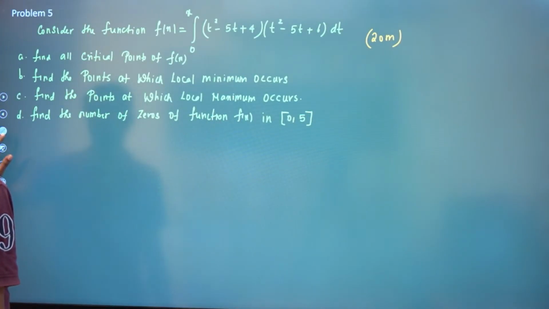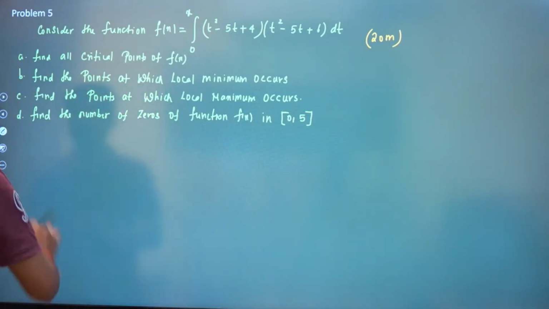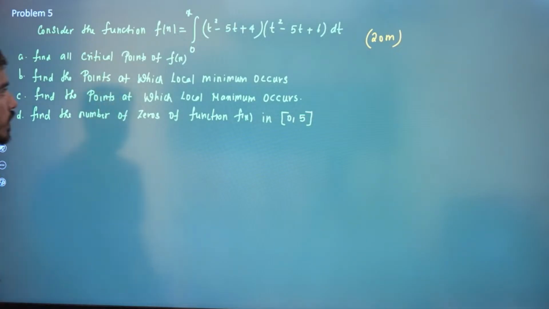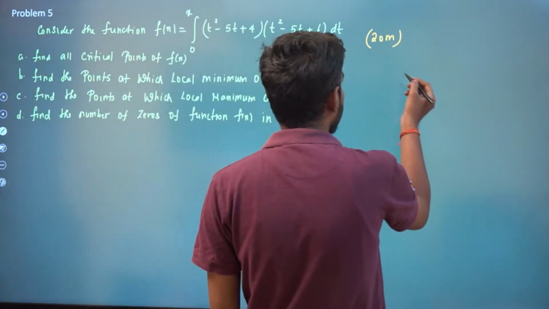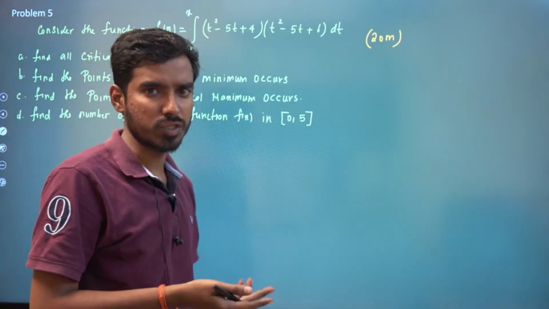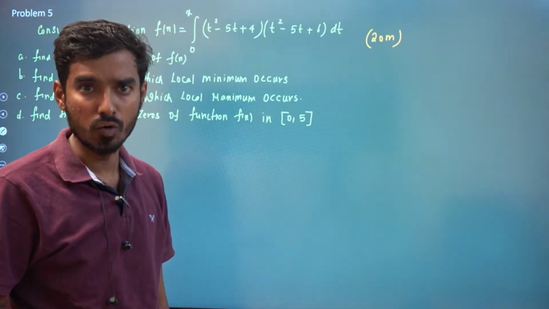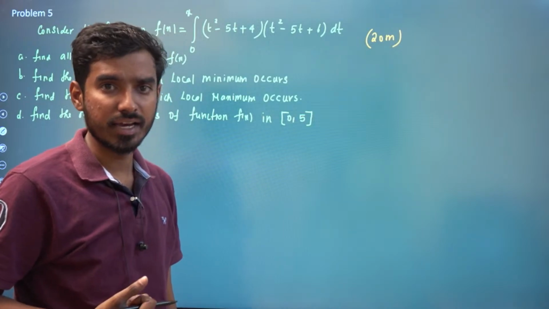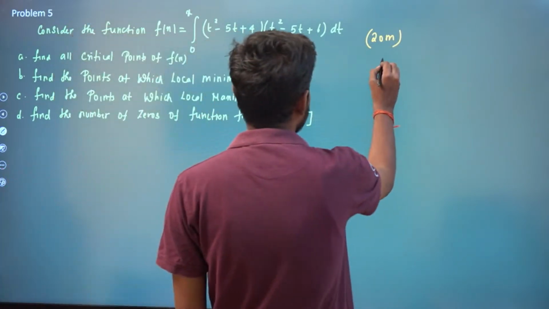Consider the function f of x. Find all critical points. Okay. Again, a very simple problem. You know the Newton-Leibniz formula, right? In the previous 2021 solution we had discussed the Newton-Leibniz formula, how to differentiate a function under the integral sign. You already know that formula, right?